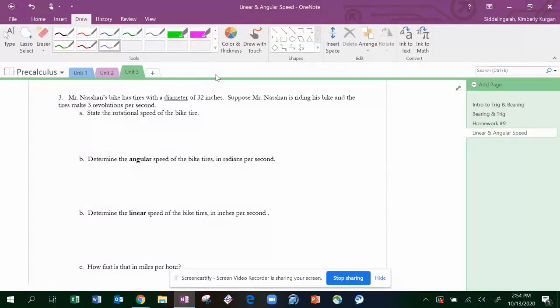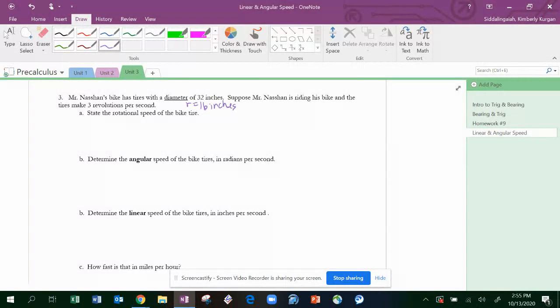Mr. Nash's bike has tires with a diameter of 32. Oh, I hate it when they give diameter. I always want to write in the radius here, 16 inches. Because a big mistake I usually make is putting in the 32, getting the wrong answer, and then wondering why in the heck this is wrong.